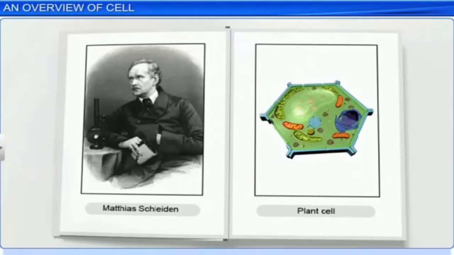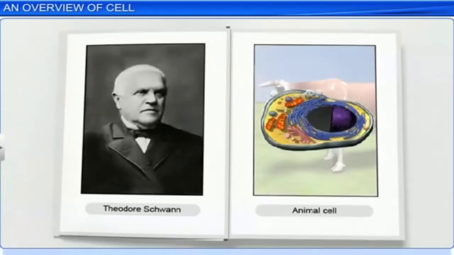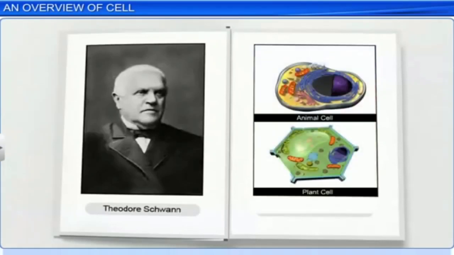A year later, Theodore Schwann, a British zoologist, examined different animal cells and discovered that the cells have a thin outer layer, which we now know as the cell or plasma membrane. He also studied plant cells and concluded that in addition to a cell membrane, plant cells also have a cell wall, a characteristic unique to plants.